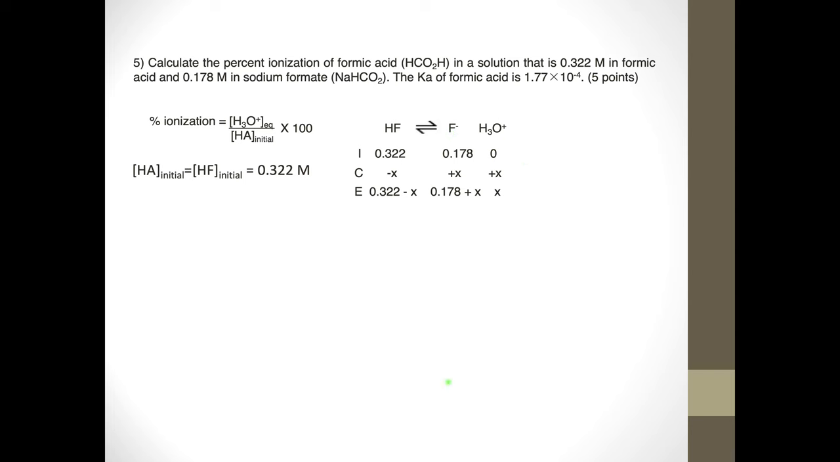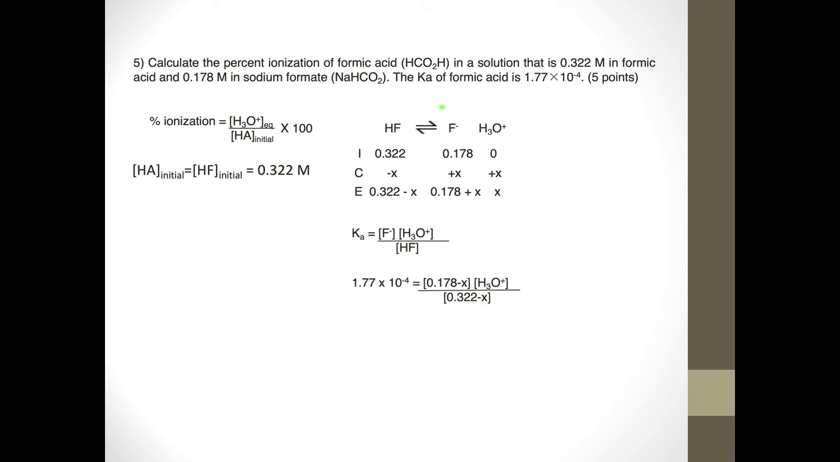Now, here we can look at the representation of the acid constant. It's going to be the concentration of fluoride ion times the concentration of hydronium ion, divided by the concentration of the hydrofluoric acid. And we can substitute all these values at equilibrium into that equation, and that is going to be the Ka. We have the Ka here, 1.77 × 10⁻⁴, equal to the concentration of fluoride ion, that's going to be 0.178 plus X, the concentration of H3O, that's going to be basically X here, we don't know that yet, and 0.322 minus X is the concentration of the hydrofluoric acid.